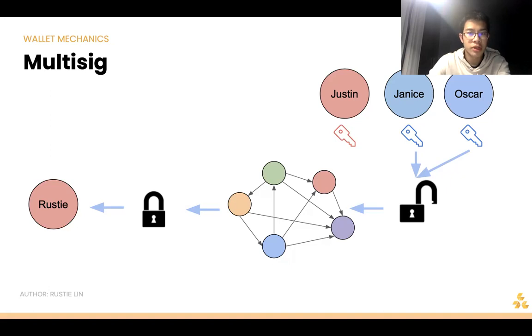If for some reason Rusty lost one of his keys, he could ask either Justin, Janice, or Oscar to loan their key so he could open his wallet. You can see this in use by companies like Coinbase, where they might take 1 or 2 keys, because they won't be able to access your wallet. But if you lost one key, you could call Coinbase and they could help you recover your wallet.